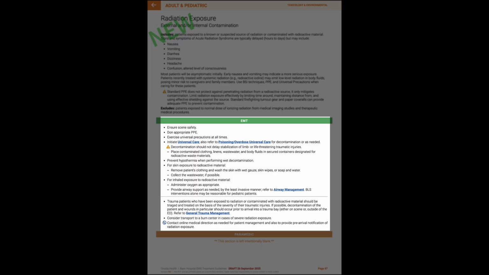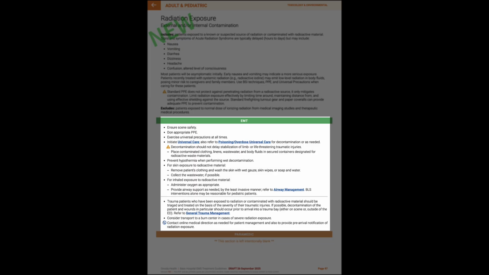If possible, collect wastewater and place it in labeled radioactive waste containers. If the exposure is inhaled, administer oxygen and provide airway support using the least invasive method necessary, especially in pediatric patients. One important clinical point: trauma always comes first. The guideline makes it clear that radiation decontamination should never delay stabilization of life or limb-threatening injuries.